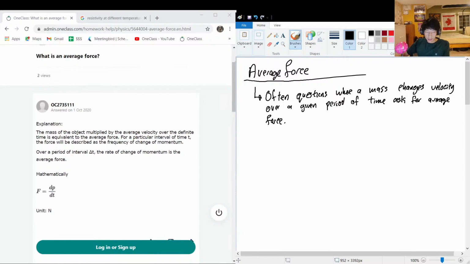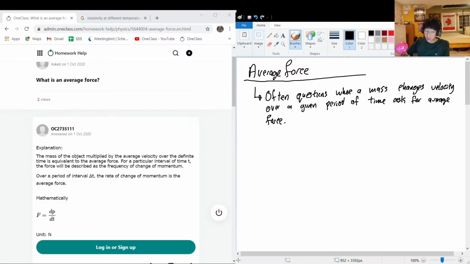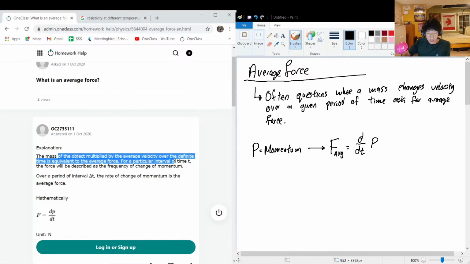And let's see what we got in the explanation here. Force and momentum are tightly related. So P is the momentum. The average force is also equal to d over dt of the momentum. So they say the mass of an object multiplied by the average velocity over a definite time is the average force.